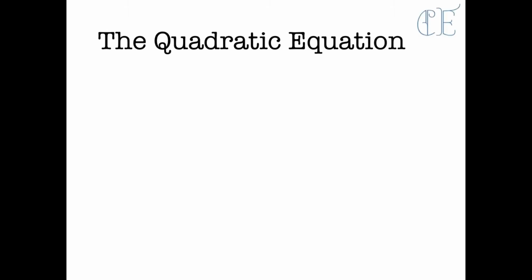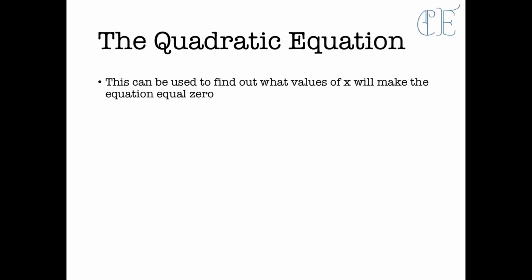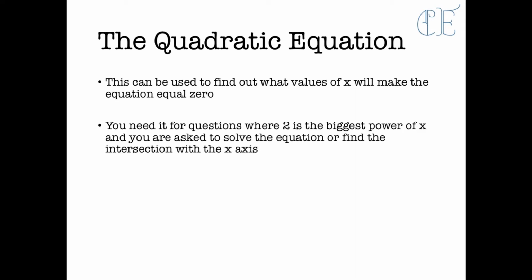So, the quadratic equation. The quadratic equation can be used to find out what values of x will make the equation equal to 0. So basically, you're trying to find out which two values you'll be putting in brackets, just as you would when you do a quadratic equation by factorising.